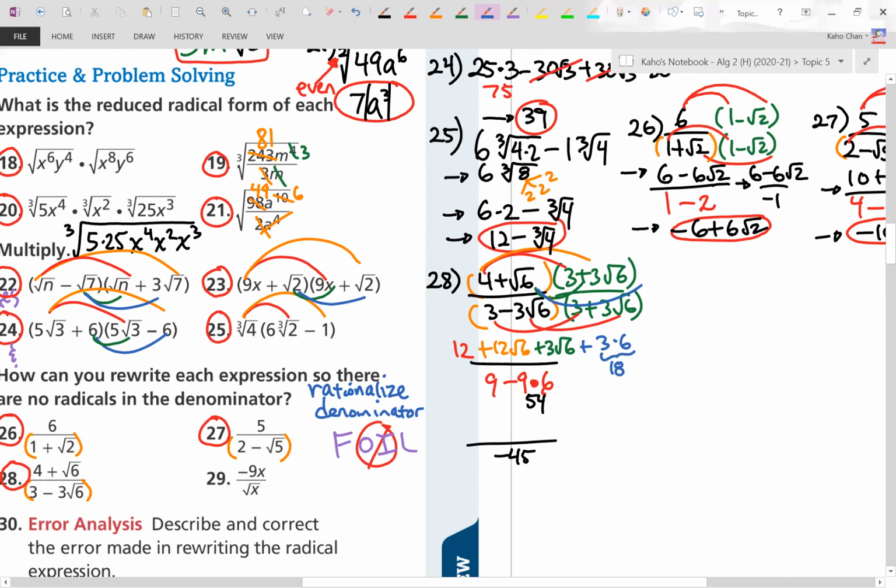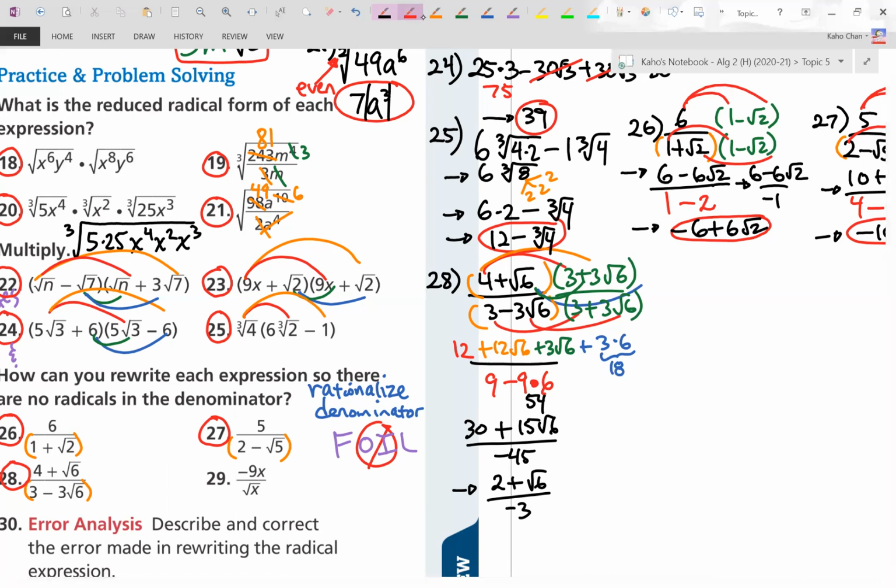Oh, 12 plus 18 on the far ends is 30. Interesting. The inner two terms are 15 root 6. Whoa, 30, 15, 45. Those are divisible. Looks like they could all be divided by 15. Very cool. So 30 divided by 15 is 2. 15 root 6 divided by 15 is 1 root 6. And negative 45 divided by 15 is negative 3. There's your answer. I mean, there's a couple ways to represent that, of course.